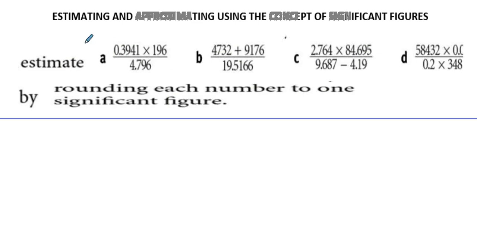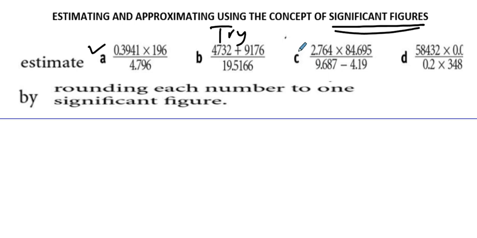Okay, estimating and approximating using the concept of significant figures. This is what I was talking about. By rounding each number to one significant figure, you can do this. Let me do maybe A, then you try this, then I will do C, then you try D. Okay, let me start with A. Take each number, round it to one significant figure.